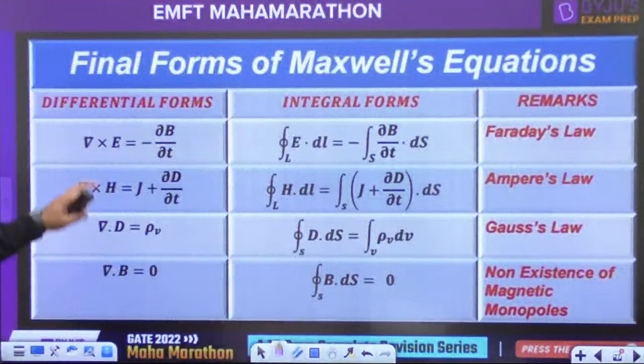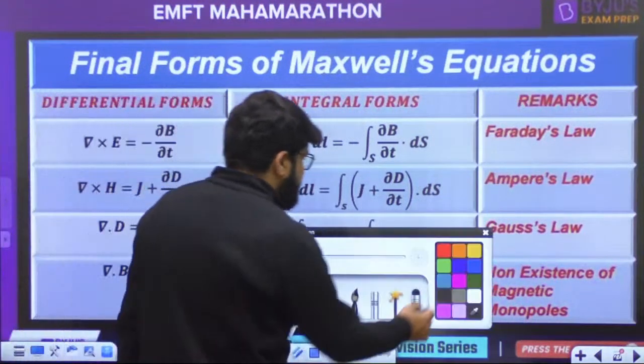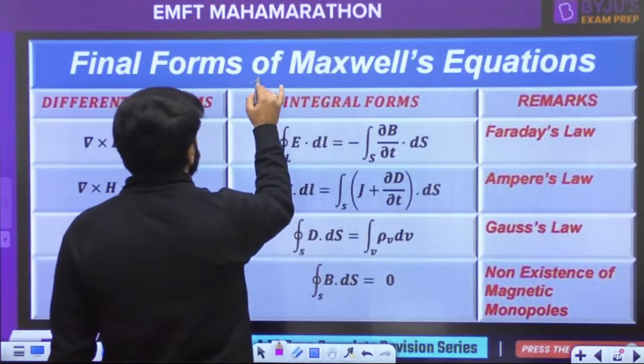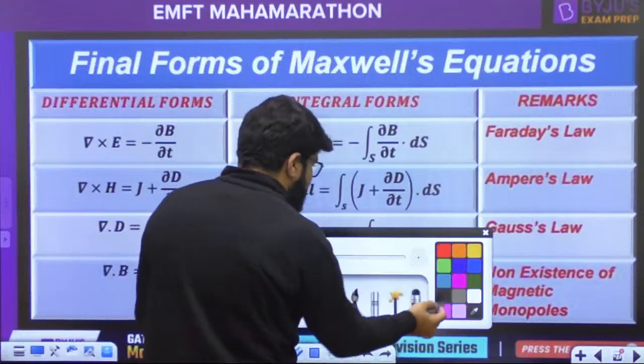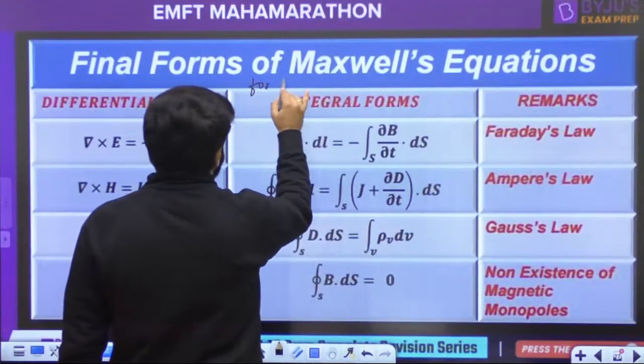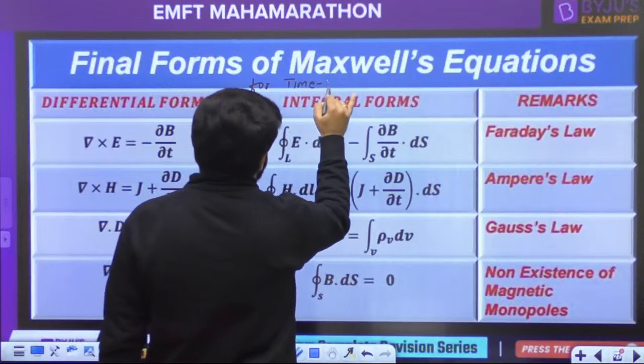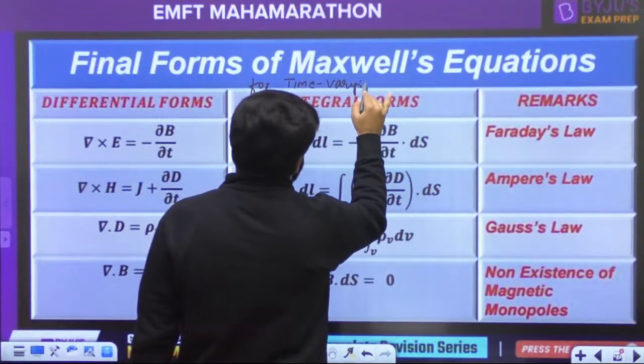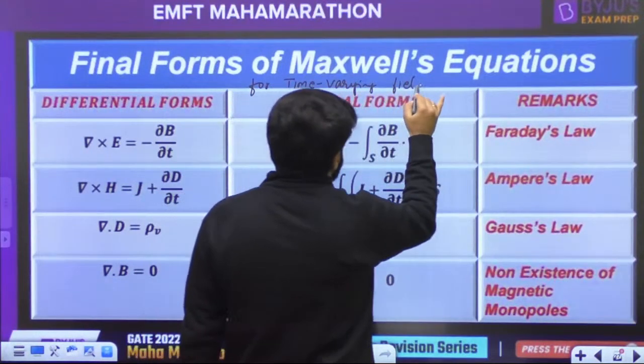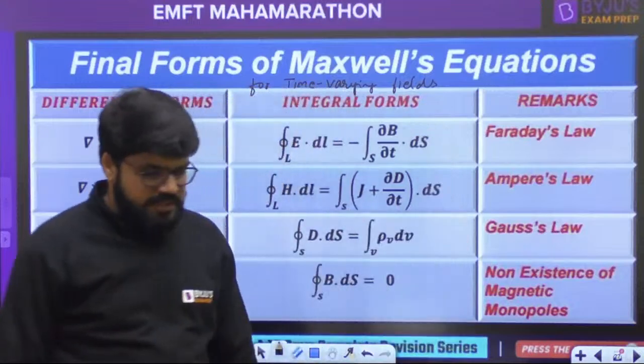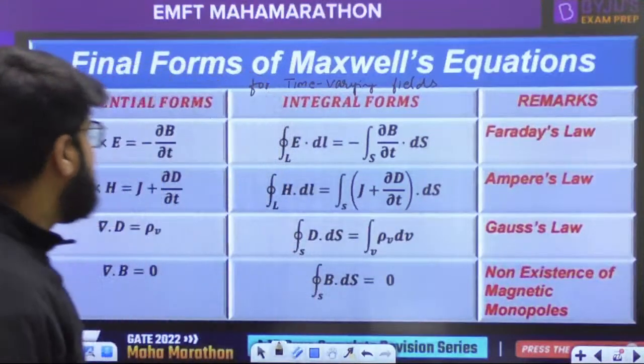Let me also tell you the final form of Maxwell's equations. By final form I mean for the time varying fields, the fields which are a function of time. Please note this also, and then we will take up questions combined on them.